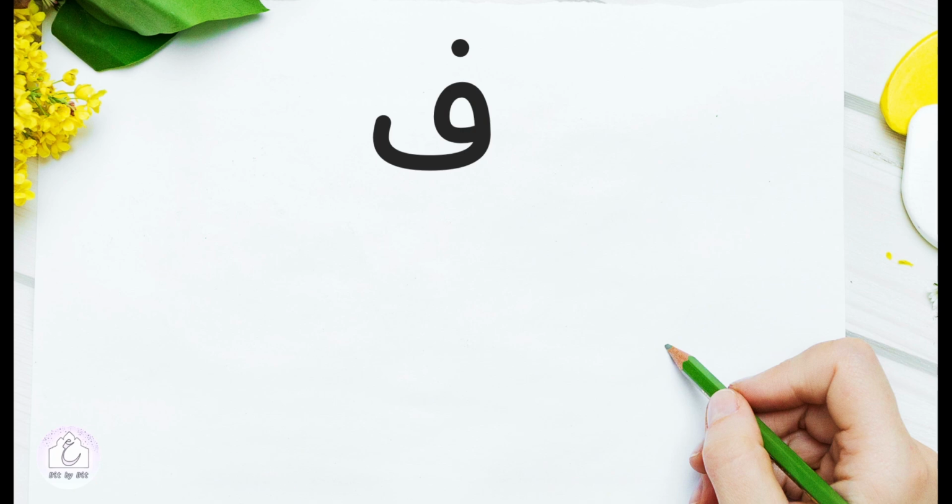To draw Fa in the isolated form, we draw a small semicircle moving clockwise, go down for a small segment, then left for a longer line, and up again for another small segment, and add a dot. Small semicircle, small segment downward, a longer line to the left, then another small segment upward, and a dot.